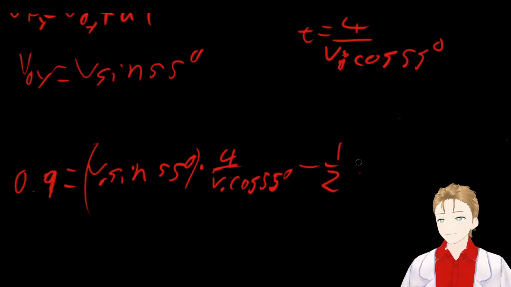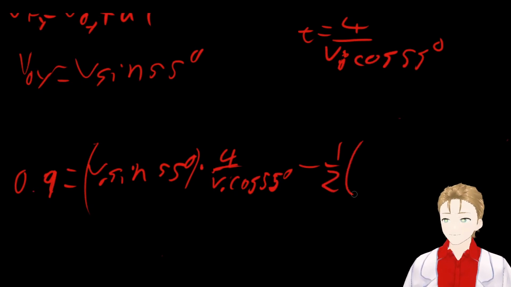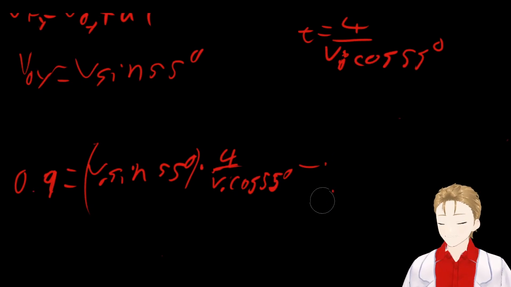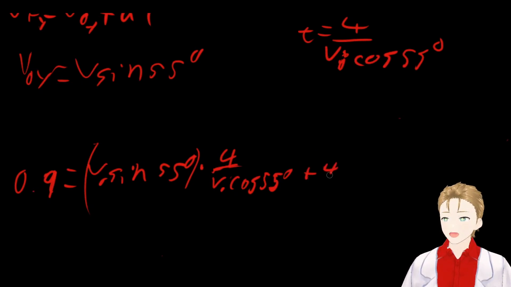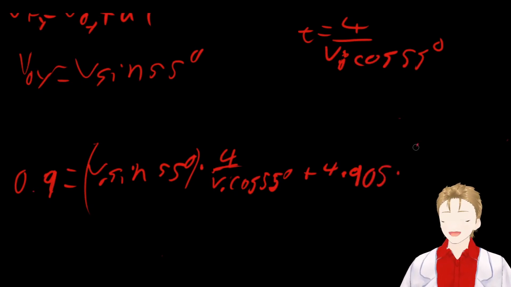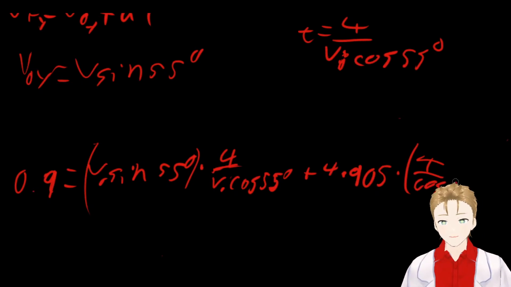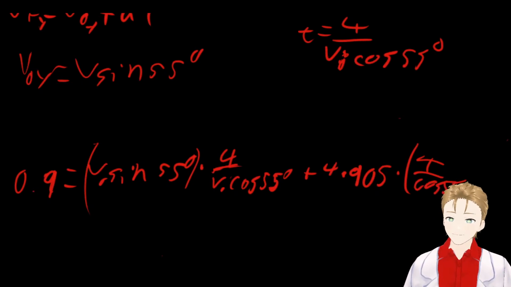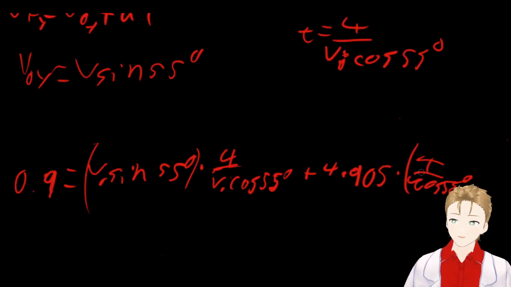1/2 times. No, wait. Let's just do plus 4.905 times 4 over cosine of 55 degrees. Also, it's a velocity.